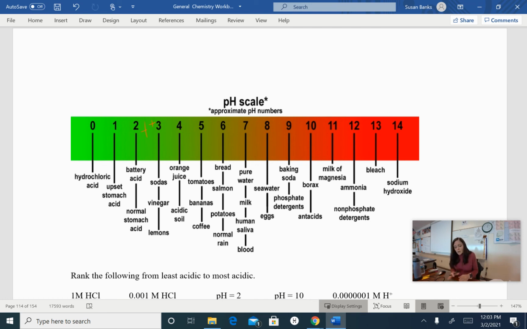Okay, so that's what the pH scale is. Next time we are going to look at actually measuring pH with a simulation and learning how to calculate pHs.